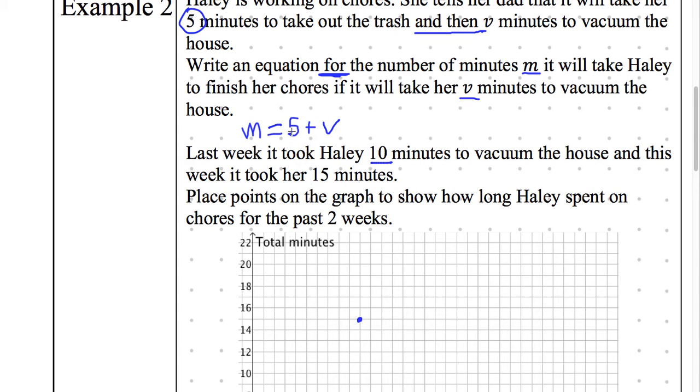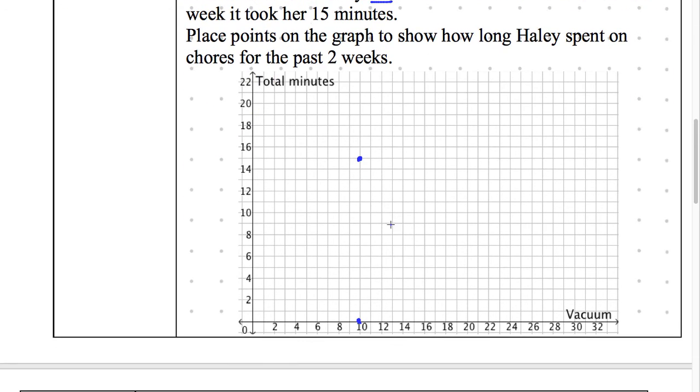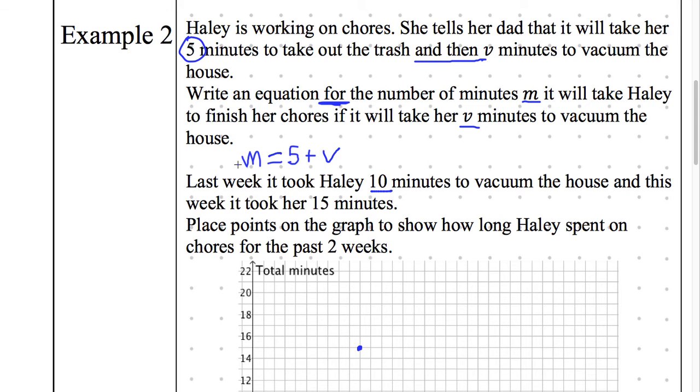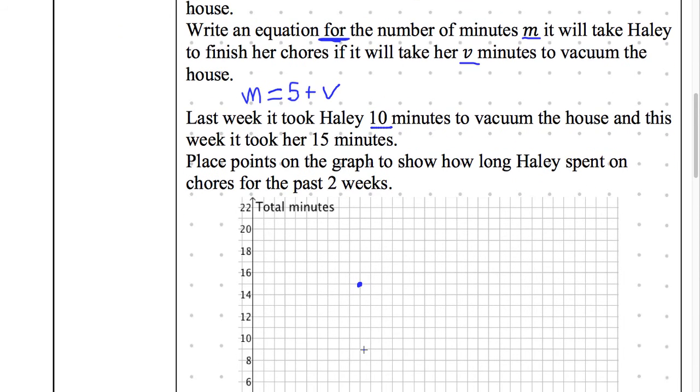Perfect. That's exactly what it expects you to do. Use your equation, plug it in to get your value of M. We knew that the value of V was going to be 10, and then plugging that in, we got the value of M for the total minutes to come up to 15. Perfect. That's all you need to do.